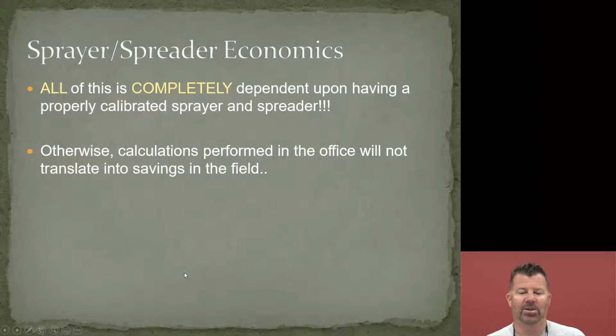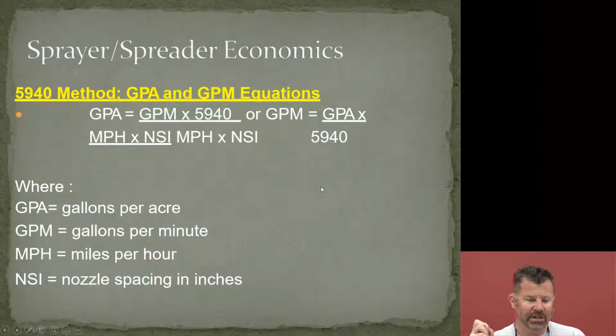All this is completely dependent upon having a properly calibrated sprayer and spreader. Otherwise, calculations performed in the office will not translate into savings in the field. Your estimators and your purchasing people need to understand what goes on in the field. And they need to know how to calibrate the equipment themselves. They need to know how to put the product out before they can ever truly understand how all this works behind the scenes in the office. You need to be in the field before you can be in the office.